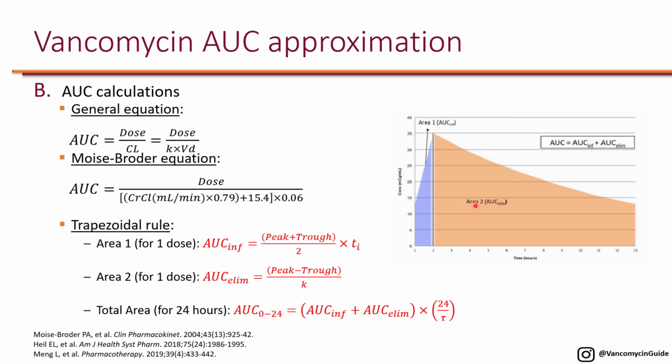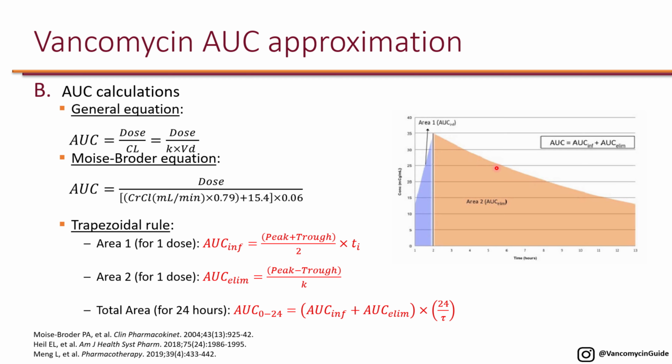For doing this, we can consider two areas. The first area is the area during the infusion phase, AUC INF, so for one dose. This is basically using the trapezoidal rule. You can imagine that this is a trapezoid and you're calculating the area for that trapezoid: peak plus trough divided by 2 times the time of infusion. Going from this point to this point gives you the height of the trapezoid if you consider this a flipped trapezoid, so to speak. Then you have the first base and the second base, which you add together and divide by 2. That gives you mathematically the area during the infusion.